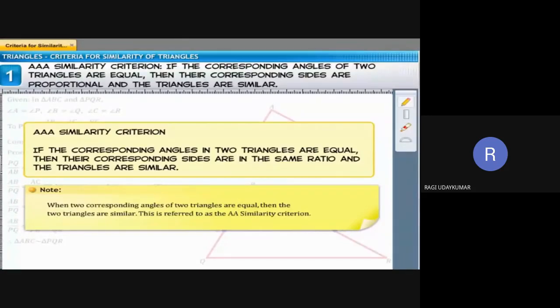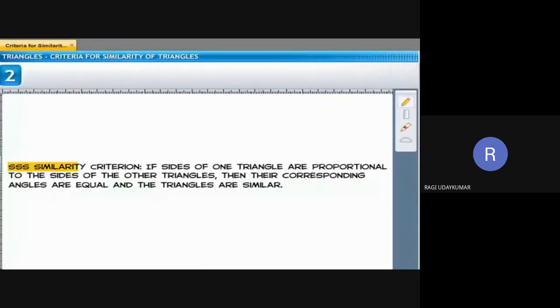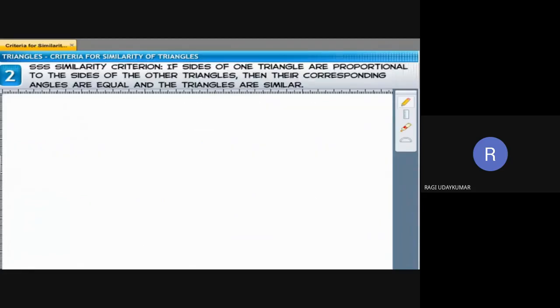Is it audible to you now? Yes, sir. So this is the AAA similarity criterion. With the help of this, now the SSS criterion is nothing but here. Whenever you consider these proofs, you may feel it is a little difficult, but if you learn it, then it is an easy task.